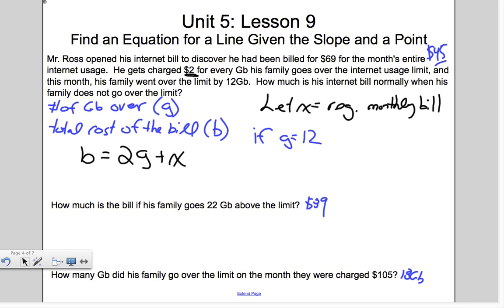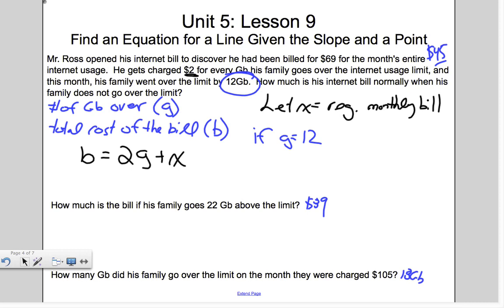Then it's 2 times. If G is 12, then the cost times 12. Well, my cost is extra $24. Well, what else do we know? What else do we know when we go over by 12 gigabytes? Oh, yeah.